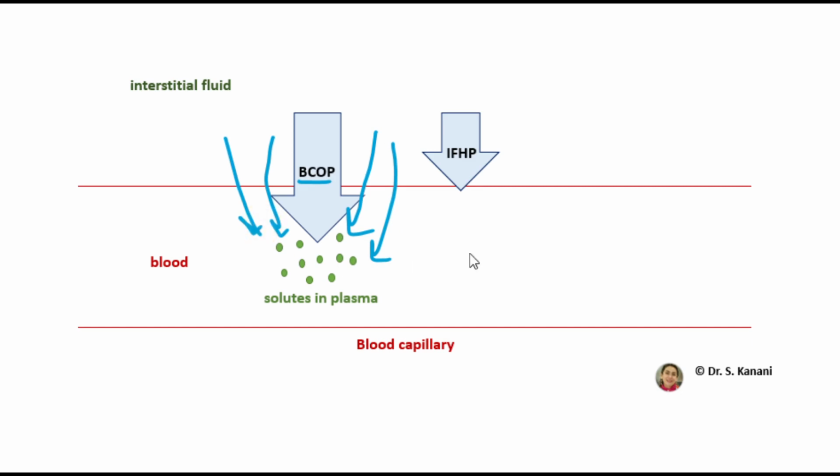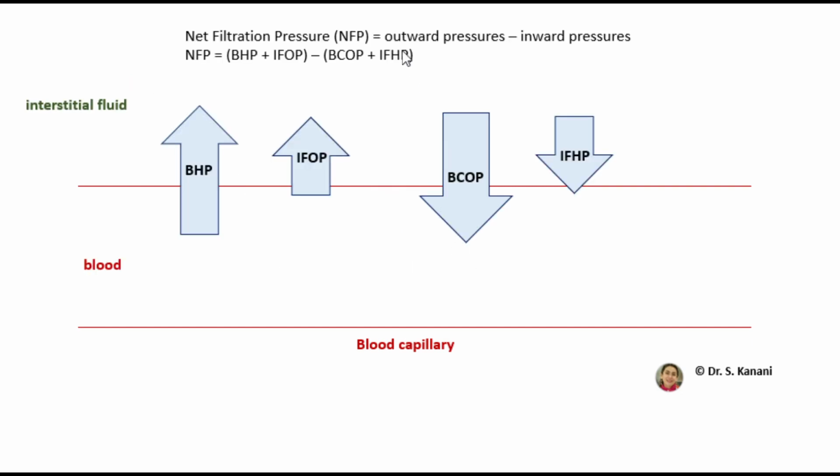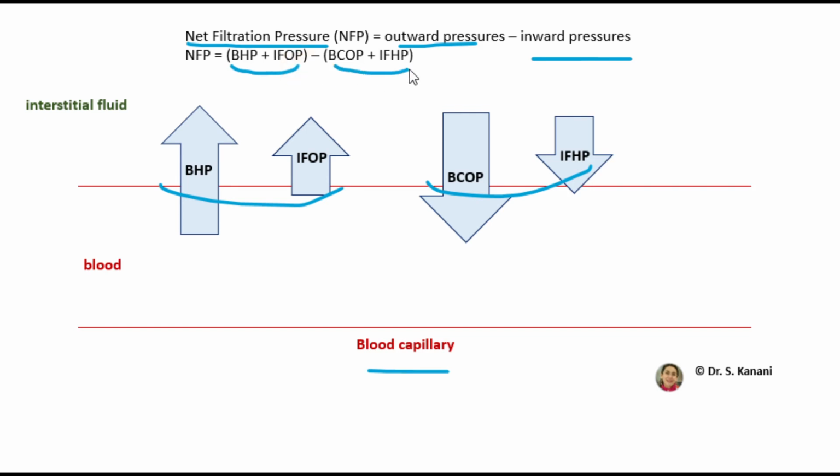Now that we know we have two pressures, that they're outward, they promote filtration, and two pressures are inward, they promote reabsorption. To find out exactly in a blood capillary, are we going to have filtration, we're pushing out, or reabsorption, pushing in, we just need to find the net filtration pressure, which we measure it always by this formula: outward pressures minus inward pressures.